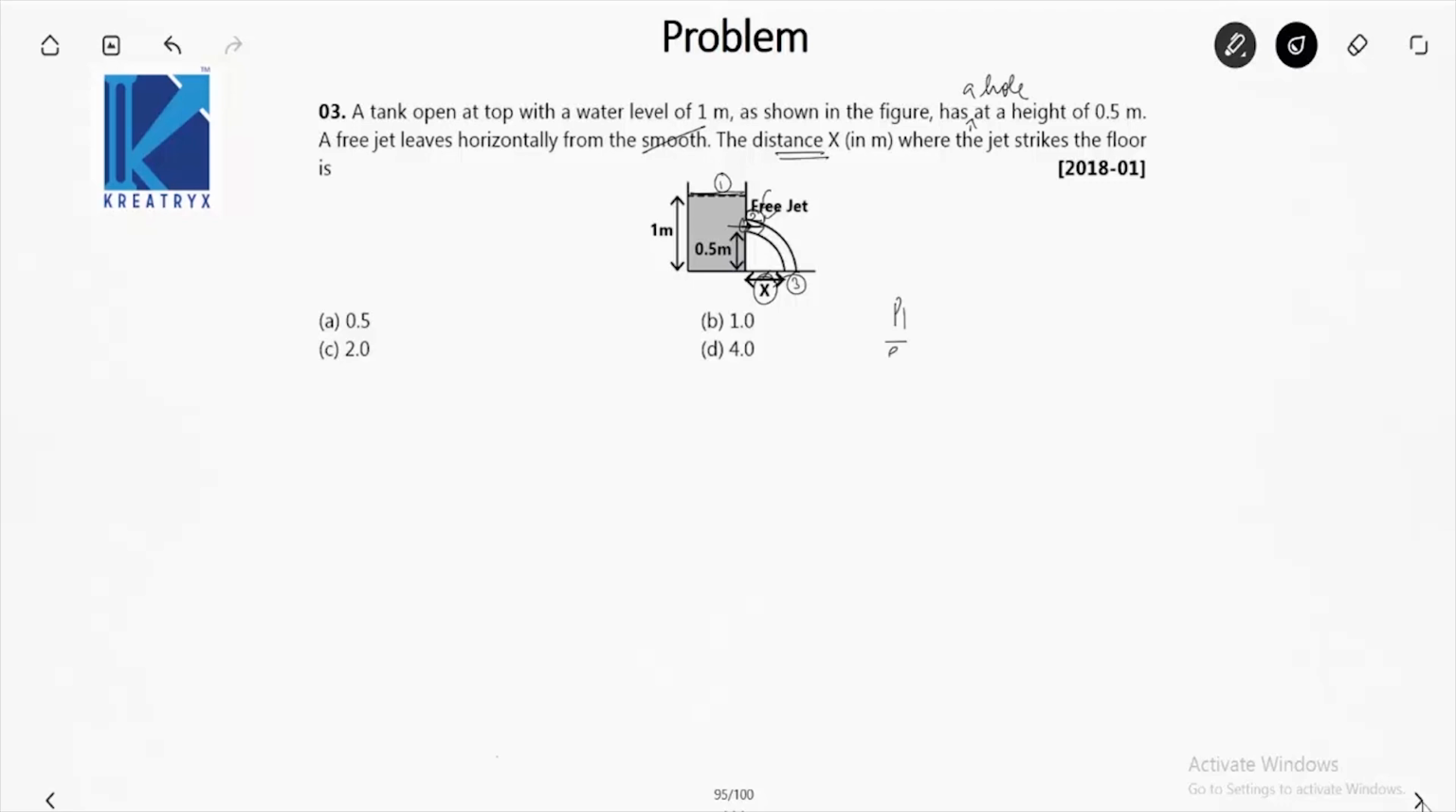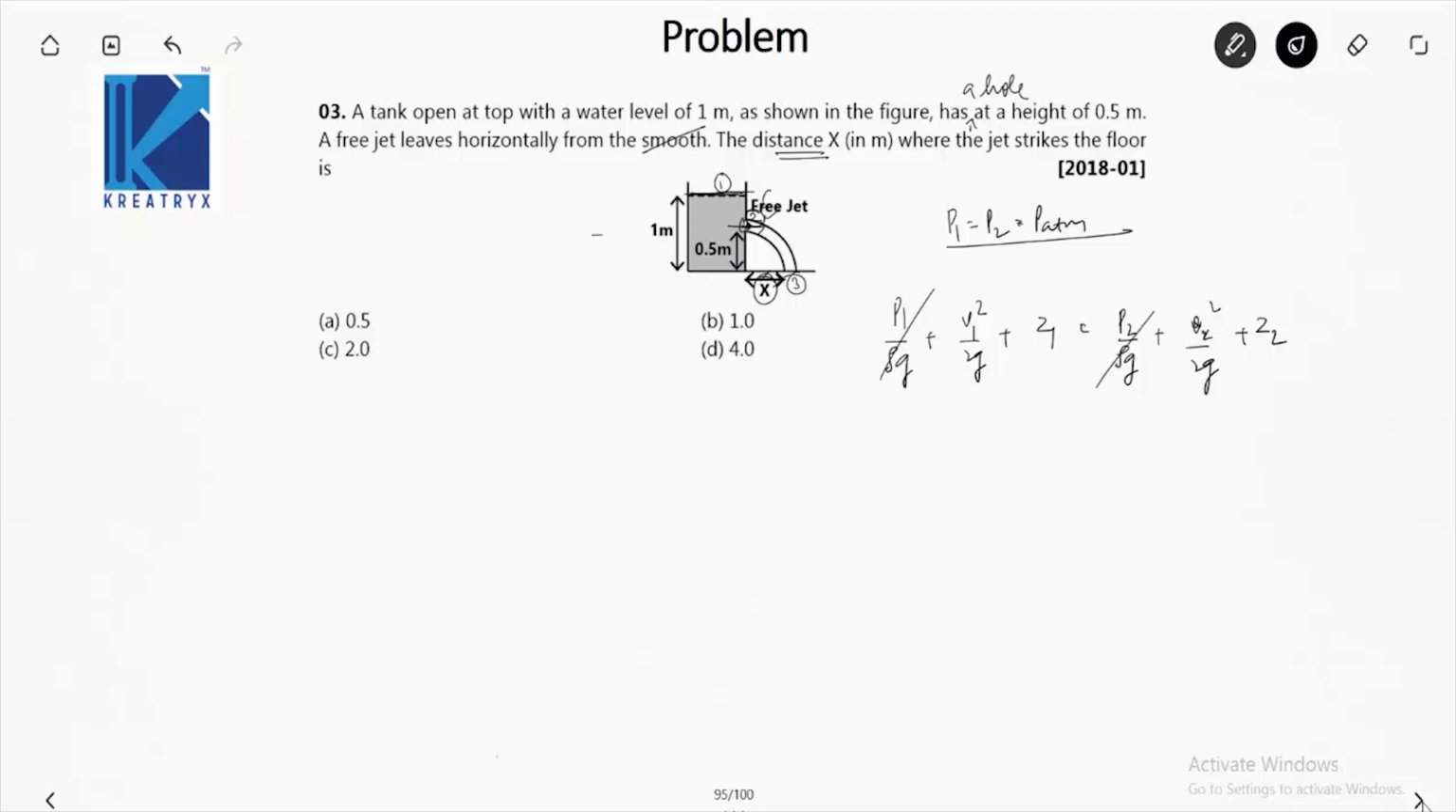That will be P1 by rho g plus V1 square by 2g plus Z1 is equal to P2 by rho g plus V2 square by 2g plus Z2. P1 is equal to P2 is equal to P-atm. This is clear because point 1 is just above this surface and point 2 is also in the atmosphere just after the hole. So this and this get cancelled out.